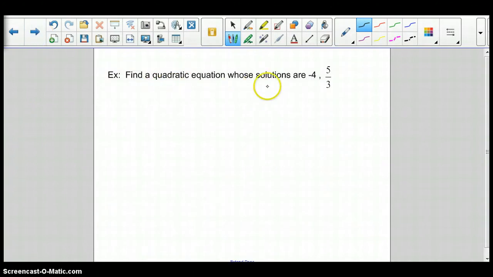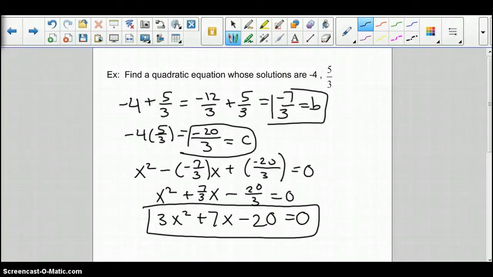Okay, so find a quadratic equation whose solutions are -4 and 5/3. So I'm going to ask you guys to choose one of the two methods and solve for this one. So put me on pause and take a few minutes to yourself. Okay, take some time to compare your work with mine.